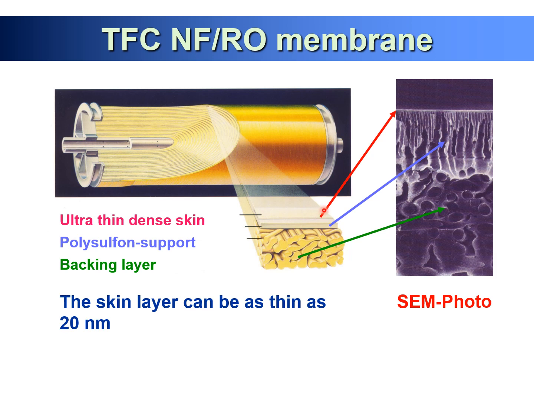If we look in more detail, this is the 20 nanometer skin layer, the active layer, and this is the polysulfone support layer, and this is the non-open backing layer. So 3 layers make up the RO membrane.